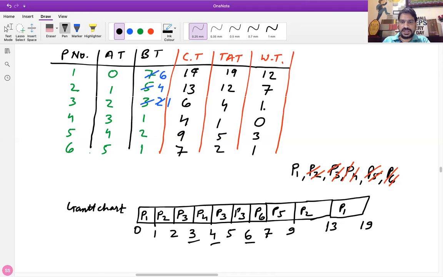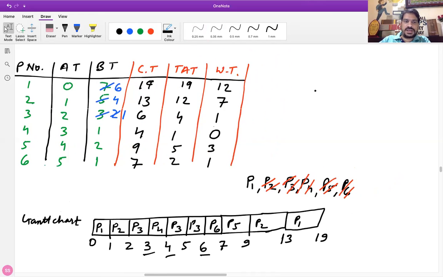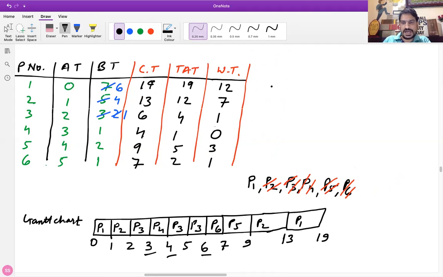Now for P3, the waiting time is 1. For P6 also the waiting time is 1. So in that way, we'll find out the waiting time of all the processes. And at last, we'll calculate the average waiting time. And what is the average waiting time here? It is 12 plus 7 plus 1 plus 0 plus 3 plus 1 divided by 6. You calculate it.